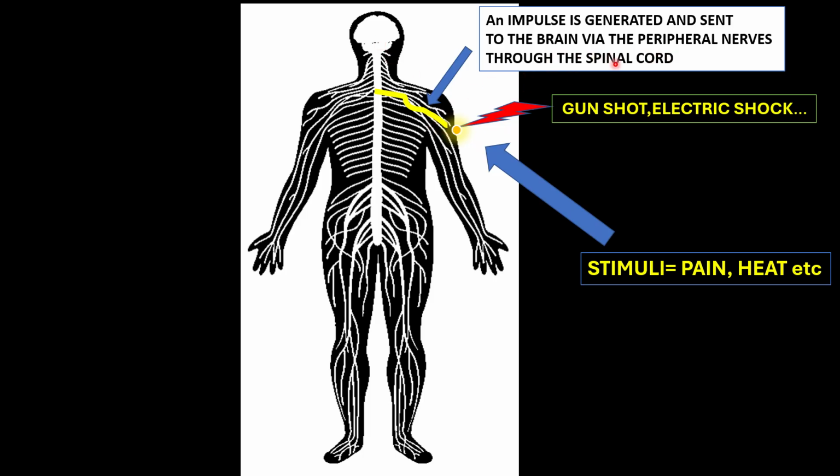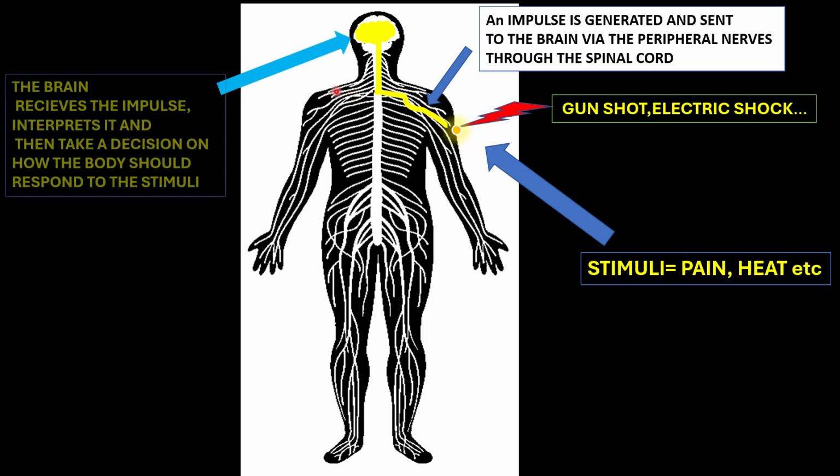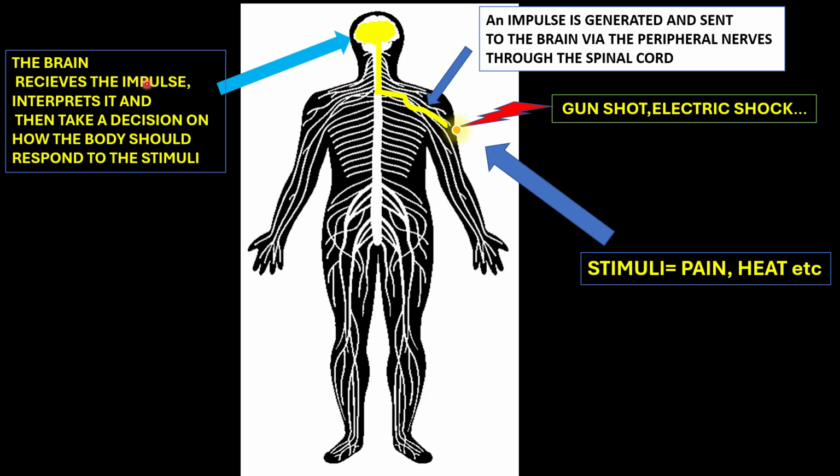But how will it get to the brain? It is sent to the brain via the peripheral nerves. So these are the peripheral nerves, the nerves that are on the surface of the body, and it will actually go through the internal part of the body, and then it will be channeled through the spinal cord. So there we have the spinal cord here, and then it goes to the brain. So now the brain will get to know what has just happened, and then the brain will have to receive the information, that is the impulse, from the receptor, that's the skin, that came through the peripheral nerves and the spinal cord. And then it will interpret it, and take a decision. It will tell the body what to do.